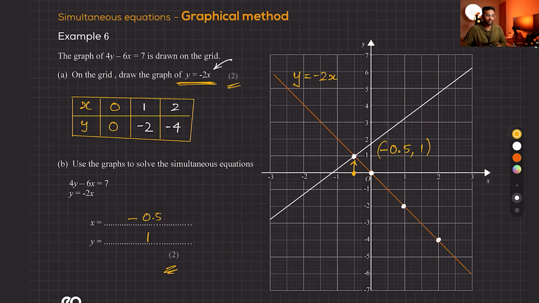Okay, Arish, we're just getting to that. That is a substitution method. Okay, is x and y where the two lines meet? Yes, that is the solution where they are going to meet.